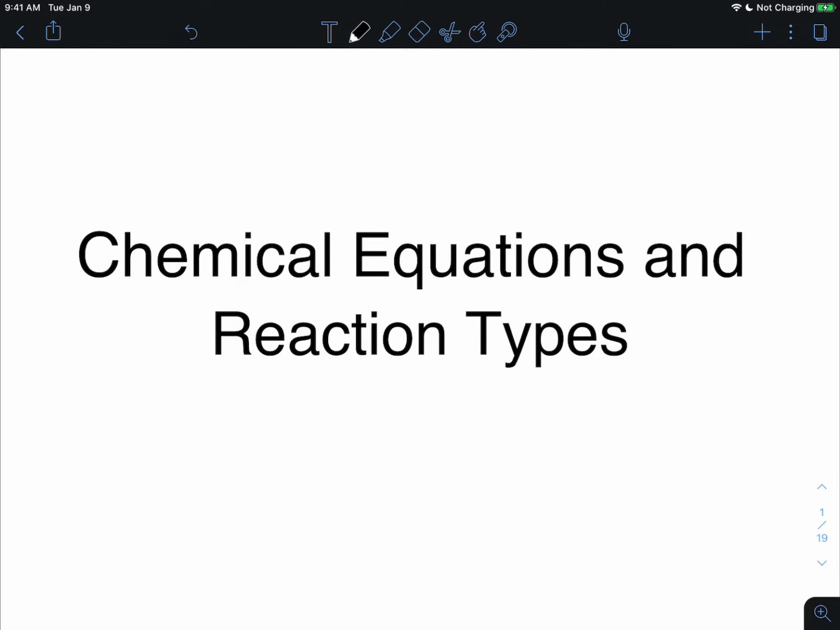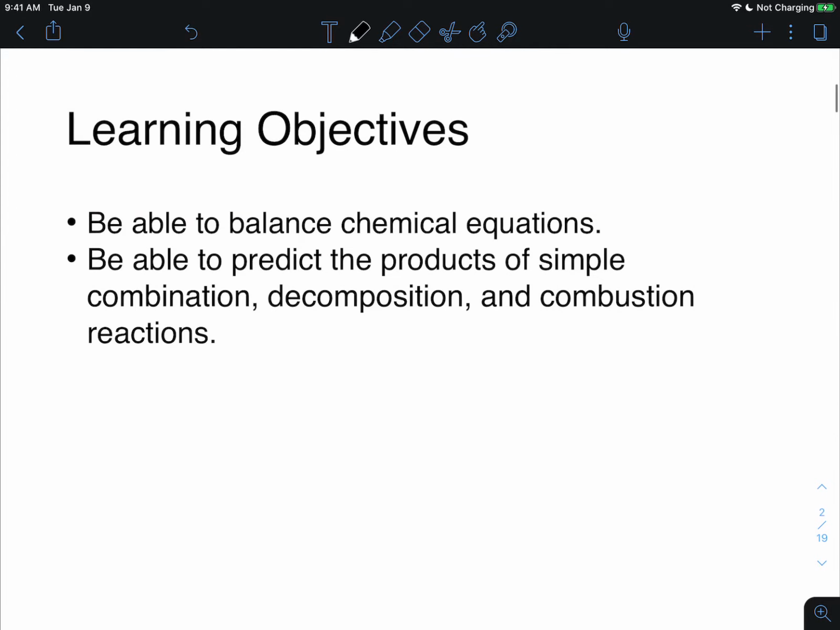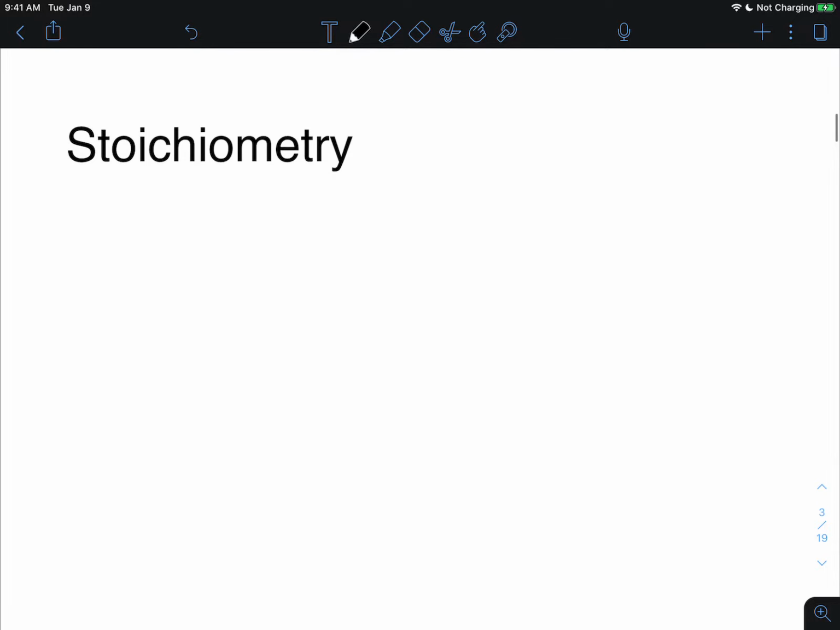Hey guys, in this video we're going to be looking over chemical equations and reaction types. In here we're going to be balancing chemical equations and predicting the products of simple combustion, decomposition, and combination reactions. So let's start out with the idea of stoichiometry, as this is what this is all leading into. A lot of this unit is going to be revolving around stoichiometry, so we're going to be building up to this. So let's look at what this means.